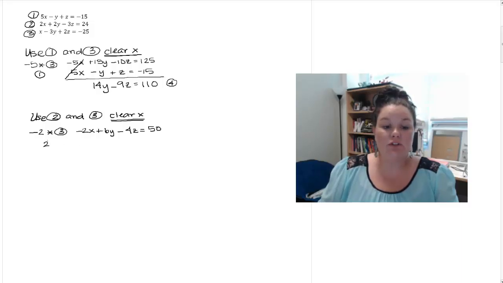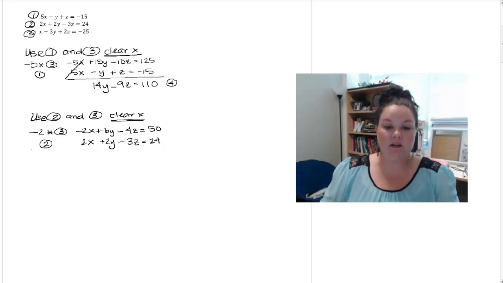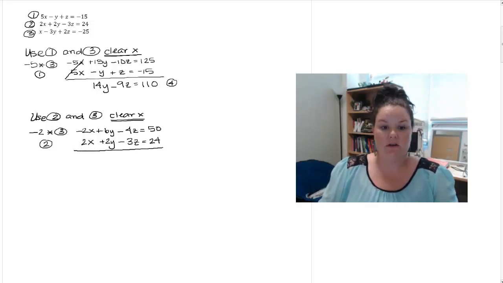And then equation number 2, I'm going to leave exactly the same as it is. So it's 2x plus 2y minus 3z is equal to 24. Right? And then I can go ahead and draw my line and combine straight down. So when I combine straight down, my x's again will cancel. 6 and 2 leave me with 8y. -4, -3 leave me with -7z. And 50 and 24 leave me with 74. Okay, so this is now my 5th equation.